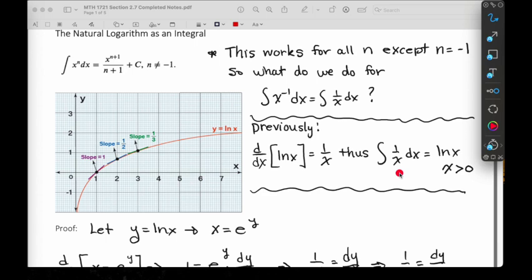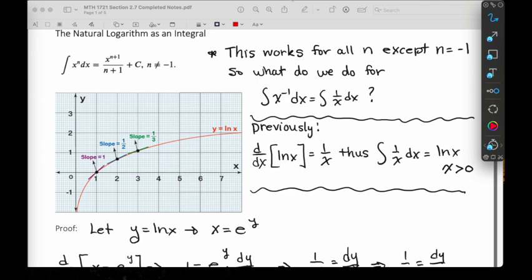So in Calc 1, we talked about the rule that when you take the derivative of the natural log of x, we get 1 over x. And so therefore, working backwards, we would get that the integral of 1 over x dx would be the natural log of x. So this clears up the case of what we need to do when n is -1.